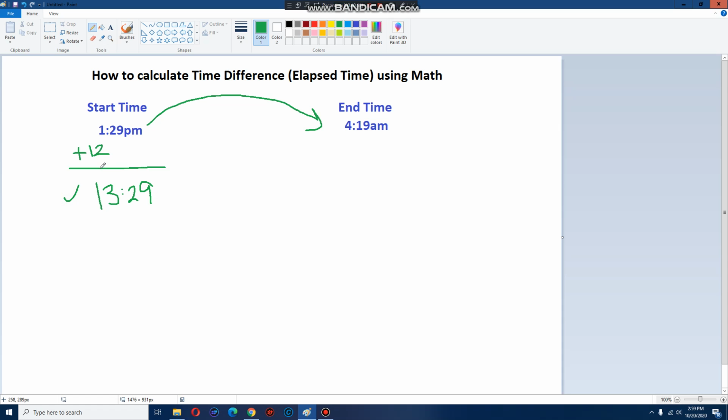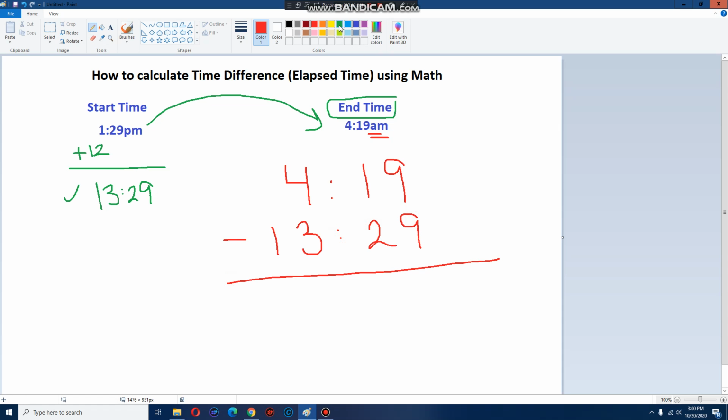Now that we got that, let's set up our math equation problem. We always start with the end time first. So the end time is 4:19 a.m. And it's a.m., so there's no need to change anything. It's a.m., there's no military time. We're going to subtract this by this side, 13:29.